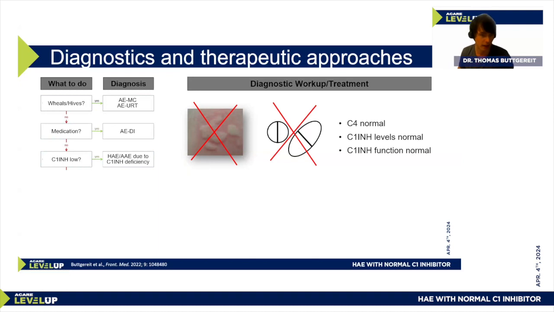First of all, I asked the patient, do you have hives? No, he declined, no medication was taken. And the patient already came with values for C1 inhibitor, which were all normal. So for the moment, there was no hint that there is HAE due to C1 inhibitor deficiency. And the patient also had no wheals. So this is also a challenging situation for clinicians.